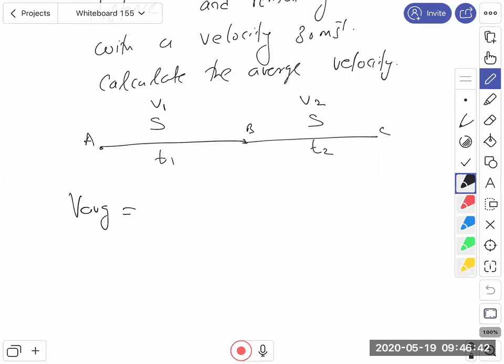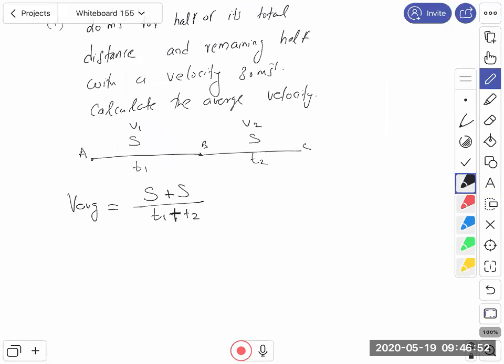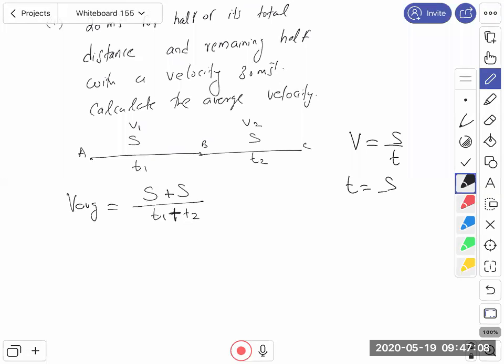Now we have to find out the value of average velocity. So you can write average velocity is equal to total displacement, that is s plus s, divided by total time, that we can take as t1 plus t2. Now the value of displacement is not given, the value of time is not given, only the value of velocity is given, but we know that displacement in both the situations is the same. So from the equation velocity is displacement by time, we can write time is equal to displacement by velocity. So t1 can be written as s divided by v1, and t2 can be written as s divided by v2.